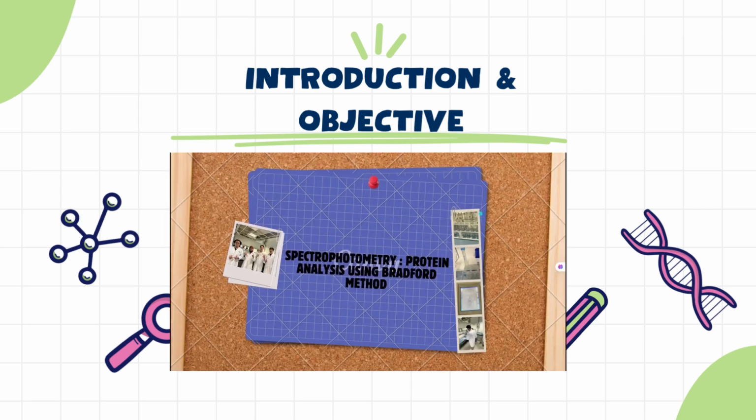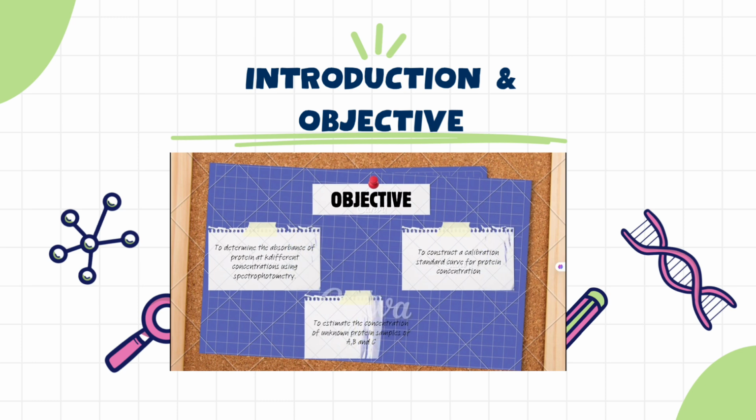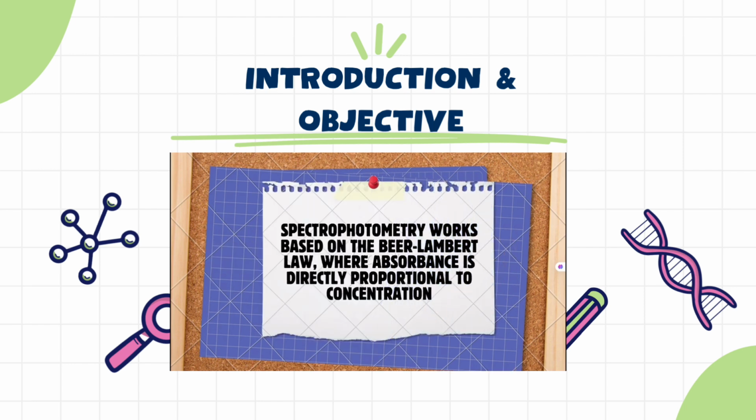Our group would like to present about spectrophotometry, protein analysis using the Bradford method. We have three objectives. The first one is to determine the absorbance of protein at different concentrations using spectrophotometry. Next is to construct a calibration standard curve for protein concentration. And the last one is to estimate the concentration of unknown protein samples A, B, and C. Spectrophotometry works based on the Beer-Lambert law, where absorbance is directly proportional to concentration.